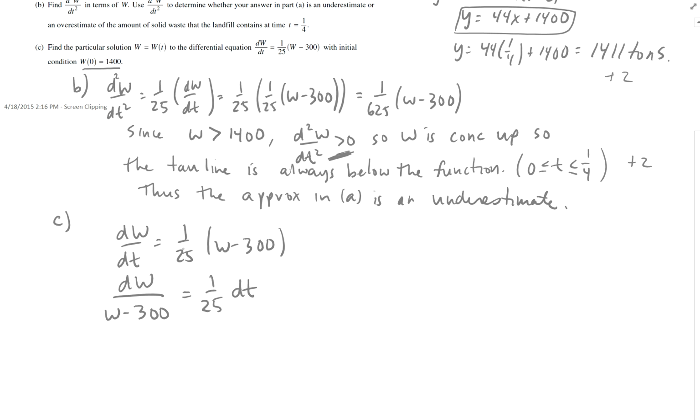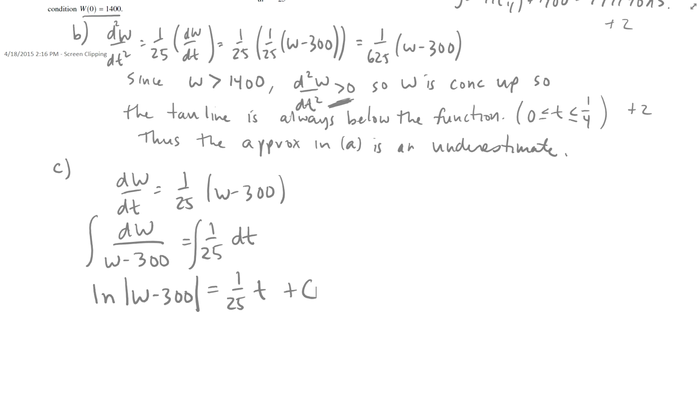When I said a few, I meant I could bring the 25 over to this side, but I'm just going to leave it like that. Now I take the integral of both sides, and this becomes natural log absolute value W minus 300 equals 1 over 25 t plus a constant. I'll give you the points when we're done. I want to find C, so I'm going to plug in the initial condition.